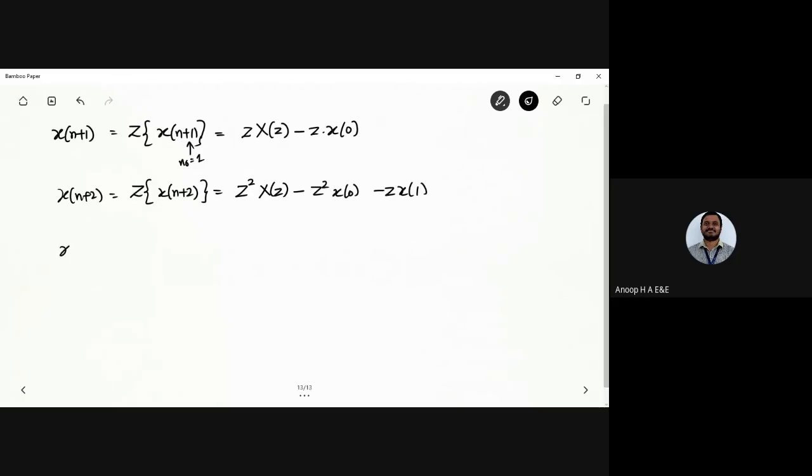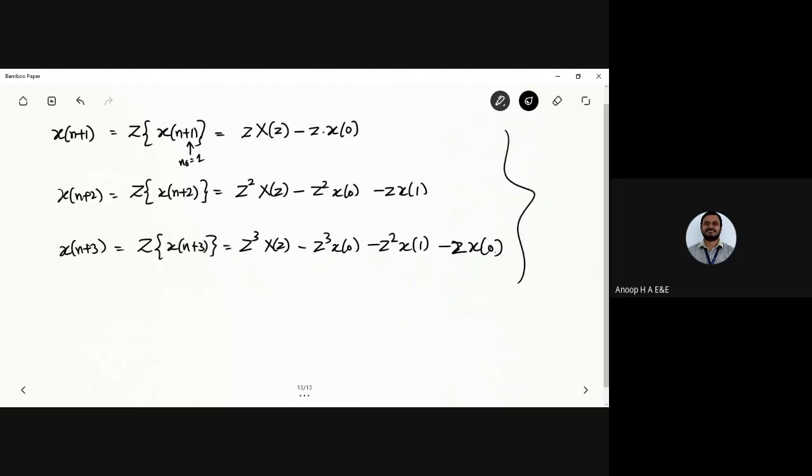Okay, so next, x(n+3), that would be the z transform of x(n+3). So that is z cubed X(z) minus z cubed x(0) minus z squared x(1) minus z x(0) there. So for all these values, the advanced sequence would look like this, that is x(n+1), x(n+2) and x(n+3).